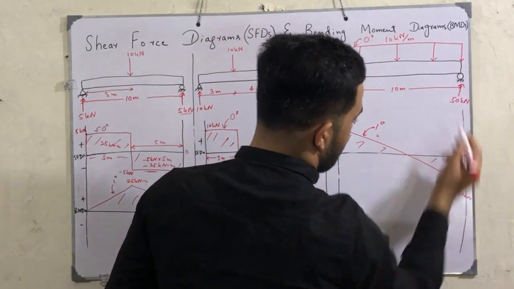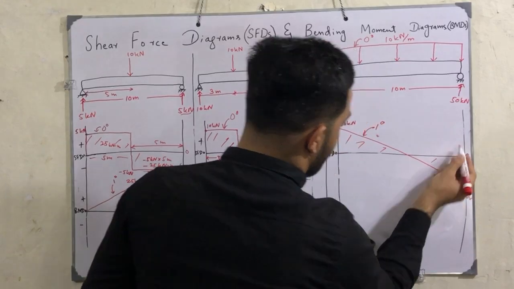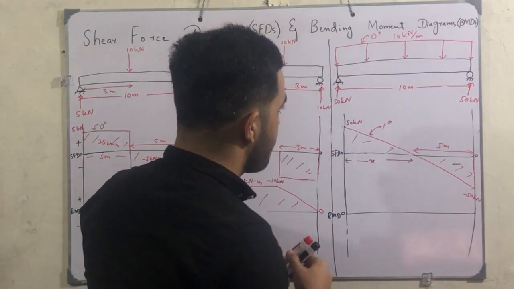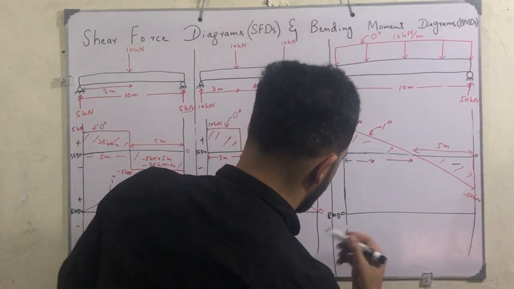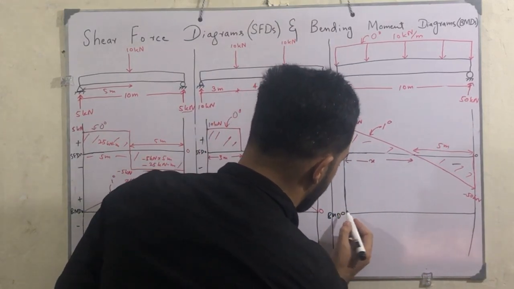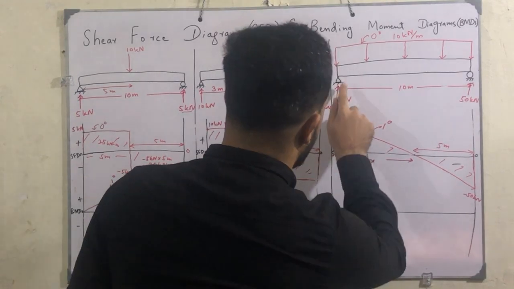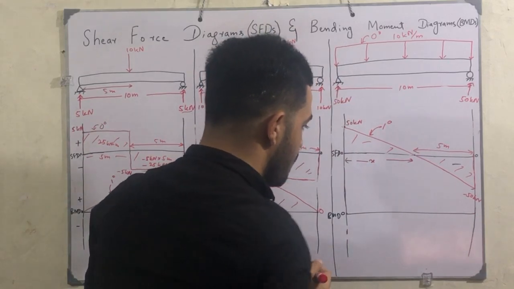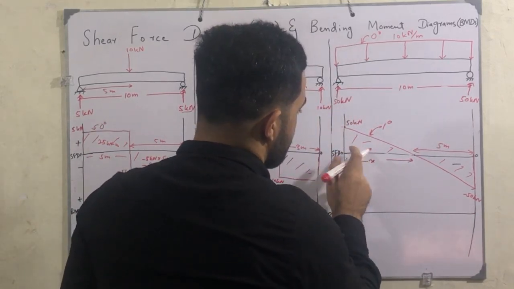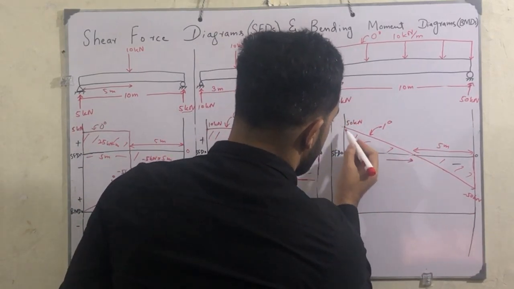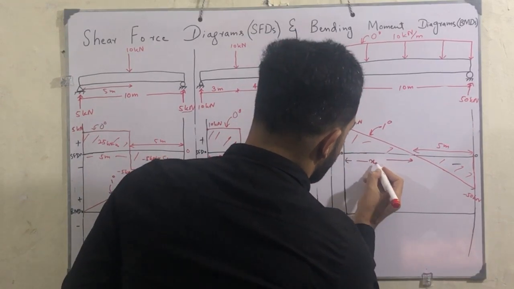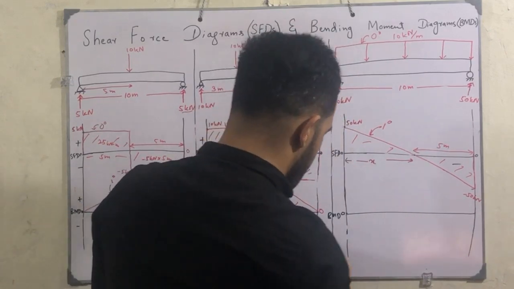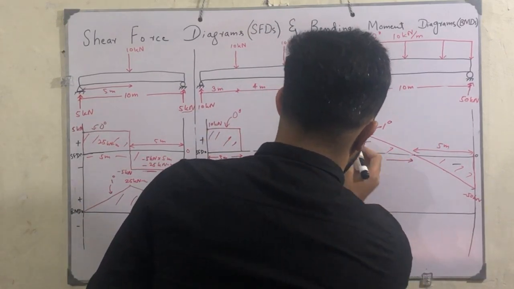Again, from here it will be 50 kilonewton, over here it will become 0. So now we have to find the bending moment diagram for this beam. As we know, this is the zero line for the bending moment diagram. The bending moment will be 0 at the pin and the roller support at both these ends. So from the shear force diagram, we have to find the area of this triangle, but we first need to find the value of this dimension, the base of the triangle, which can be easily found from the slope of this line.